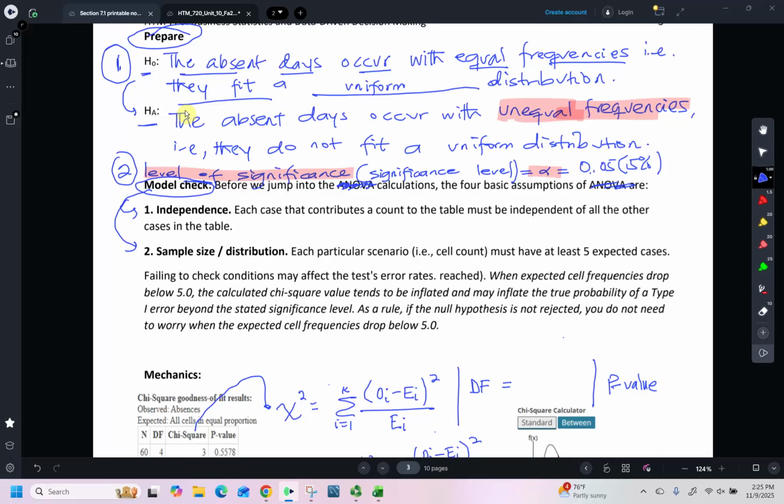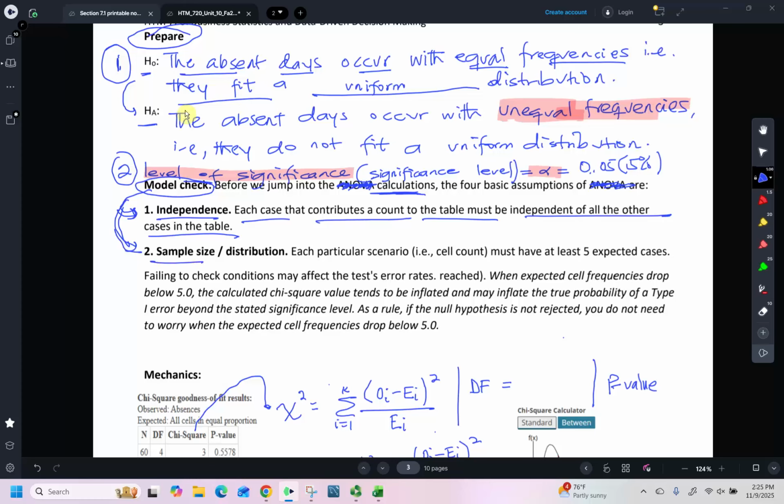Before we jump into the calculations, we want to look at the model assumptions. One is independence, and that is that each case that contributes to a count in the table must be independent of each other. No manager must be related to another, and that would guarantee independence of the sampled units.